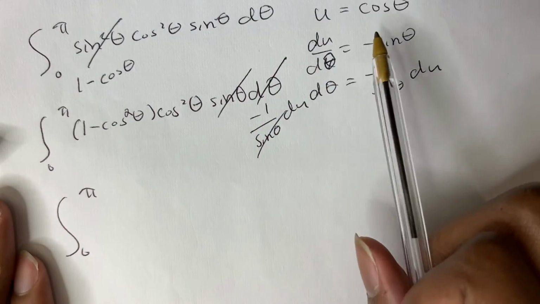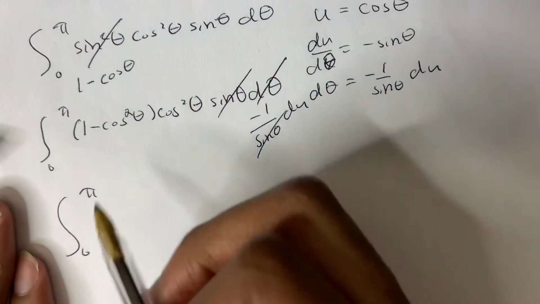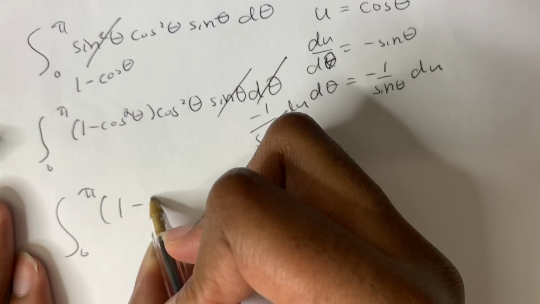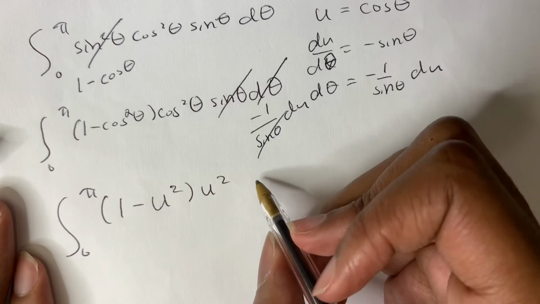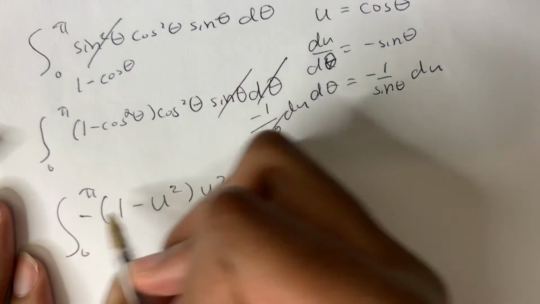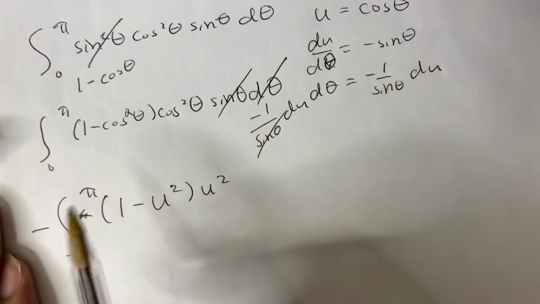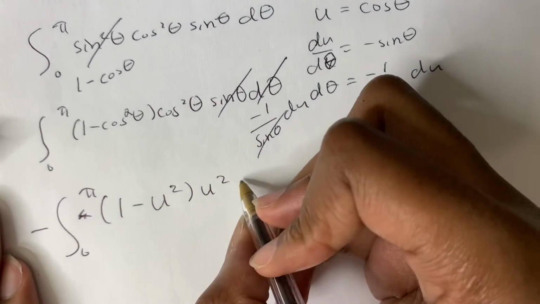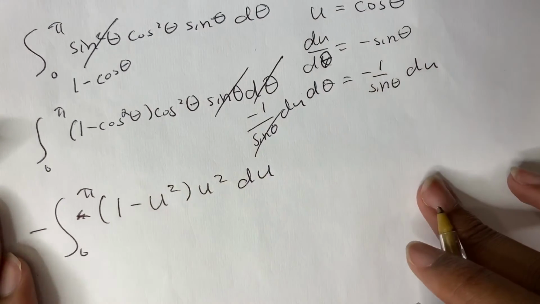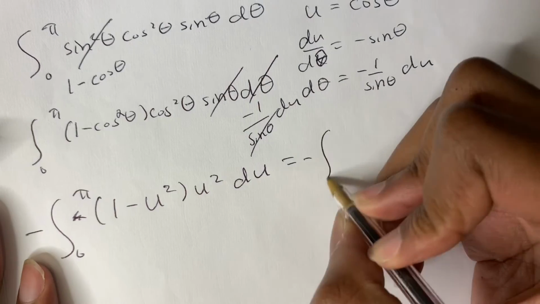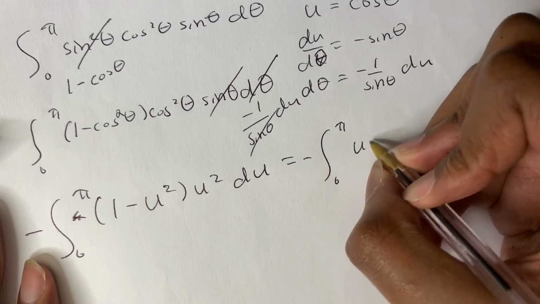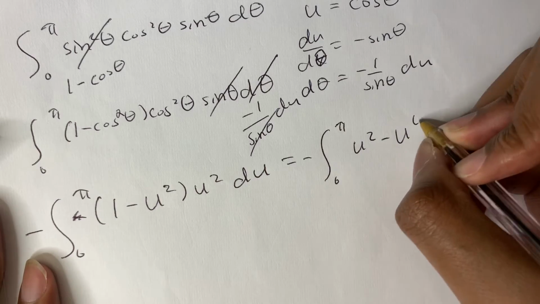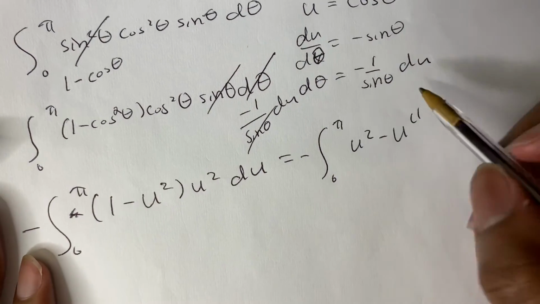Well, u is cosine of theta, so this is 1 minus u squared. We have to move the minus to the front. du, okay? And that's just equal to minus the integral from 0 to pi of u squared minus u to the 4th, just distributing that in.